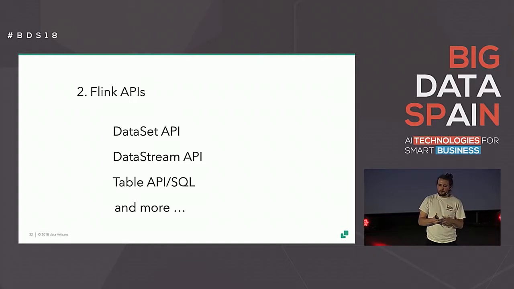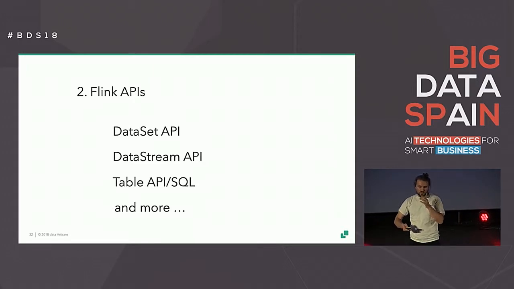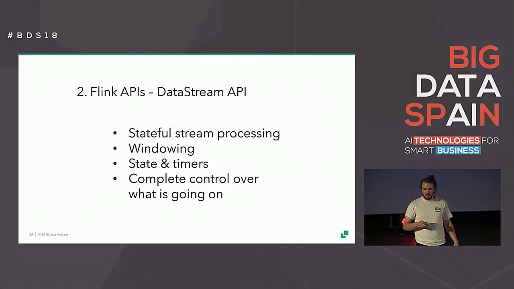So initially, there was the data set API because people did batch processing. That was what Flink had. Then at some point, we went into stream processing, so Flink added this stream processing API. And then at some point, we added the table API with SQL because we needed to make that technology available to a wider audience. And there's a couple of more specialized APIs for graph processing, for machine learning, for complex event processing, but those are details.